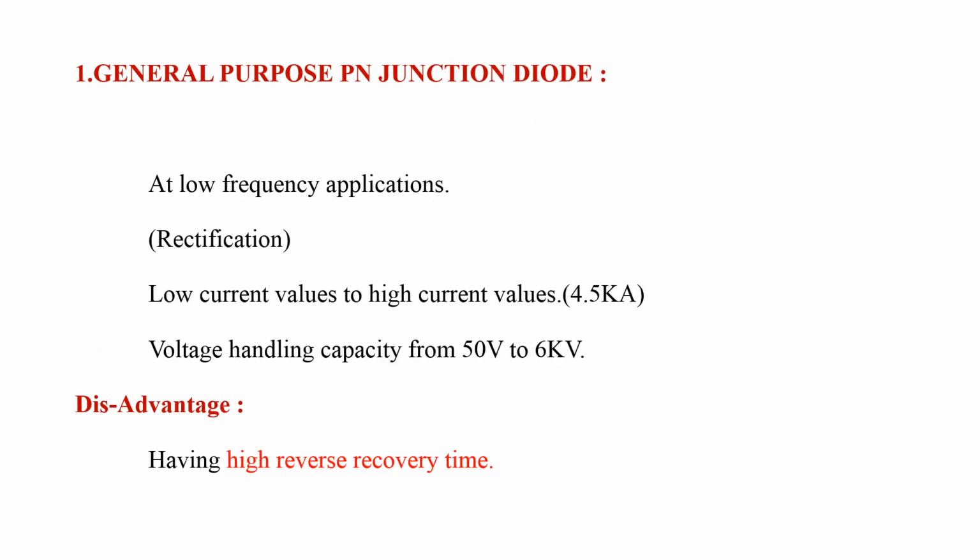Coming to the first type of diode, that is the general purpose PN junction diode. These types of diodes are mainly used in low frequency applications. The example for low frequency applications is rectification. Here rectification is nothing but the process of converting AC voltage to DC voltage. In this process, these types of diodes are mainly used.